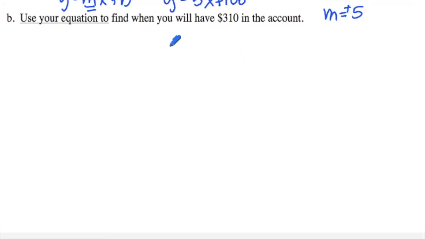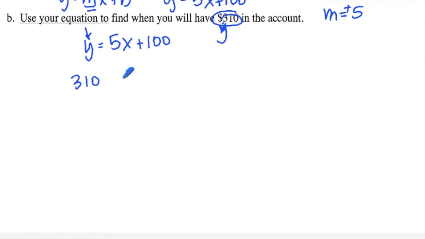Now part B is asking us to use the equation to find when you will have $300 in the account. So the amount of money we have in the account is our y value. So we're going to take our equation, y equals 5x plus 100, and we're going to replace y with 300. So that's going to go straight into y. So y is now going to be replaced with 310. 310 equals 5x plus 100.